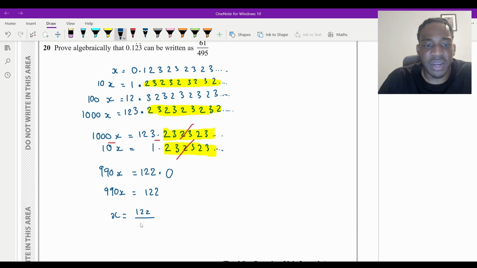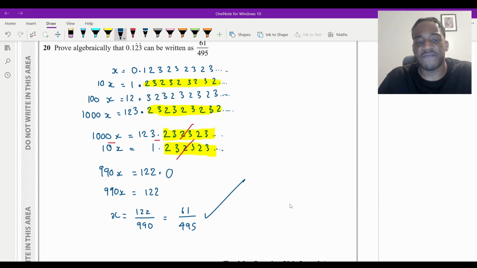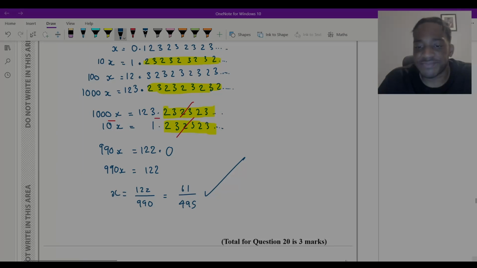122 divided by 990. And now these are both even. Divide top and bottom by 2. 122 divided by 2 is going to be 61. 990 divided by 2 is just going to be 495, isn't it? And that's it. We've proved it. Because remember, x, we said at the very beginning, was equal to that. So therefore, if x is 0.123, blah, blah, blah, it has to equal 61 over 495. And that's it. That's your 3 marks.